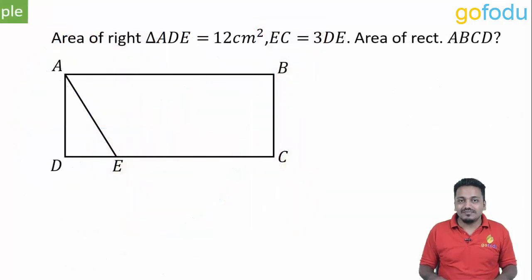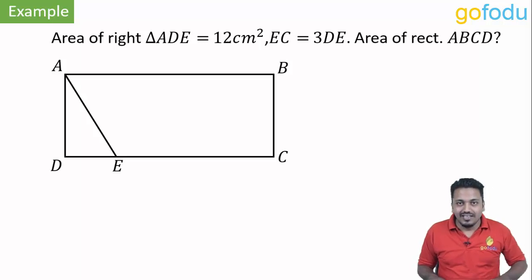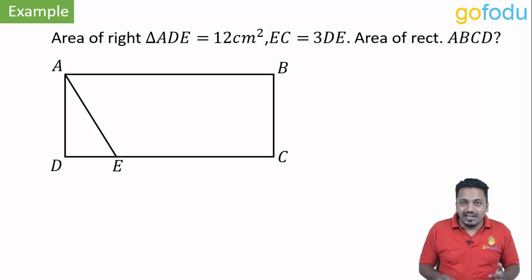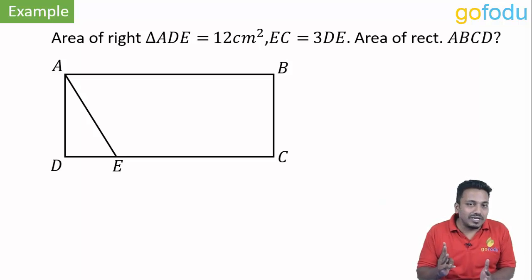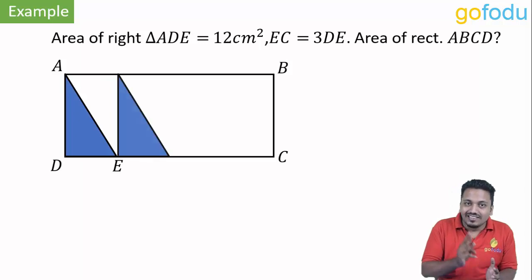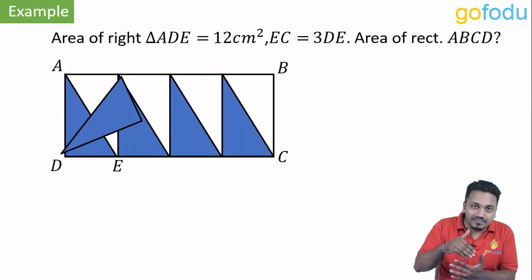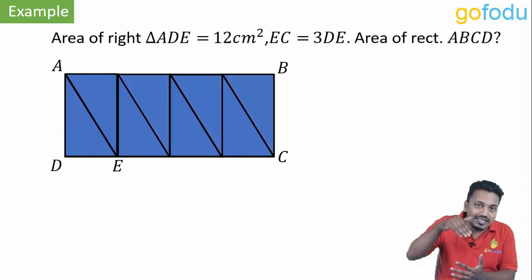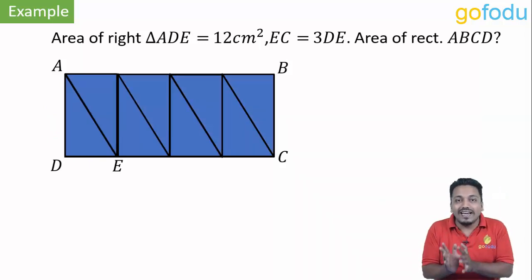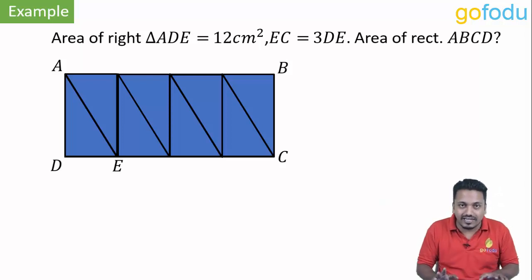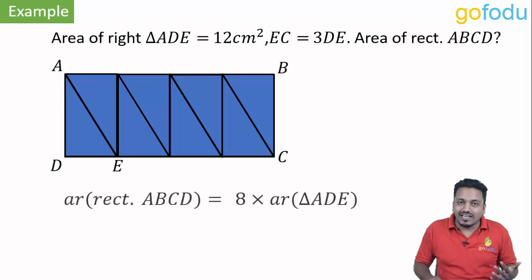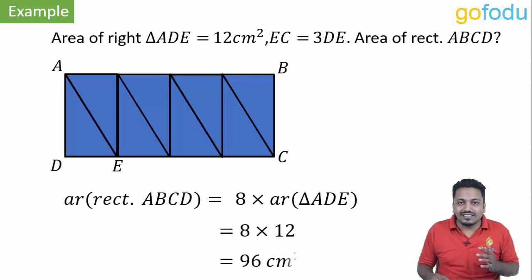Next question. This was asked in CAT 2002. Area of a right triangle is given and EC is 3 times the base of right triangle. So basically on EC, 3 such right triangles can be placed, right? And in the empty space, 4 more triangles can be placed upside down, making a total of 8 right triangles in this rectangle. So area of rectangle is 8 times the area of right triangle. That would be 96 centimeter square.